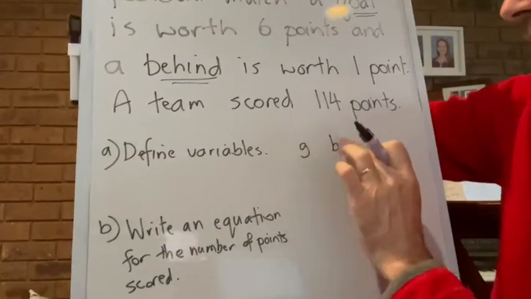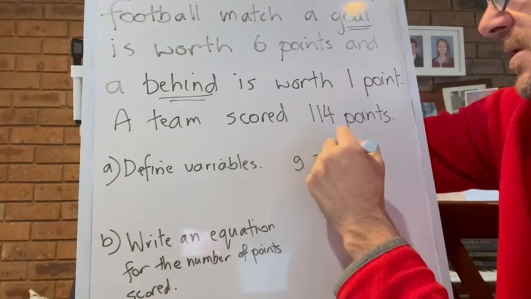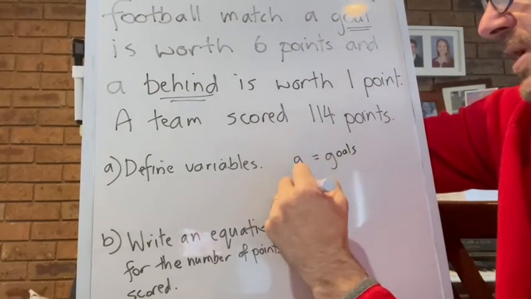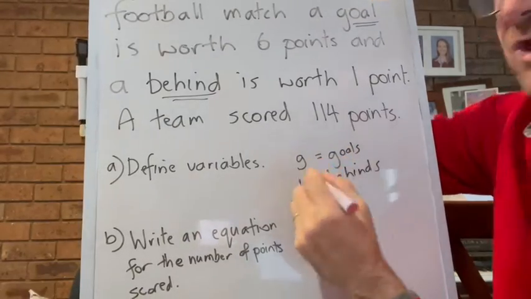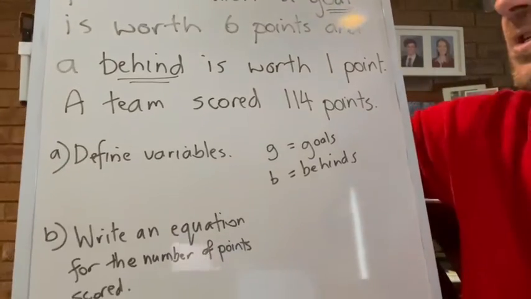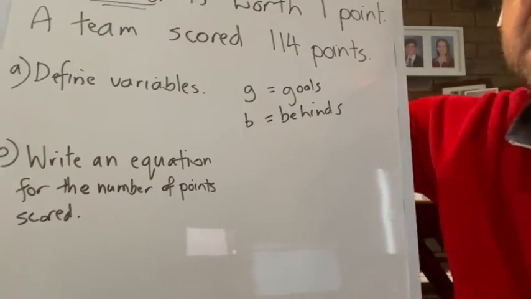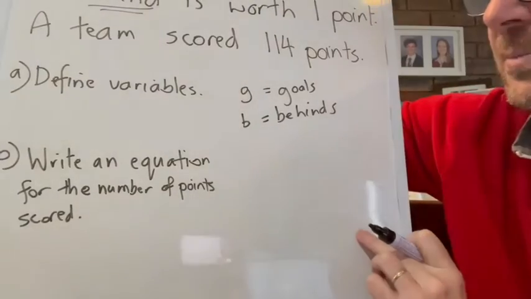So here, what I would say is you want to put G equals goals and B equals behinds, and then you'll be able to use G and B as the pronumerals in the second part of this task. The next part says, write an equation for the number of points scored.